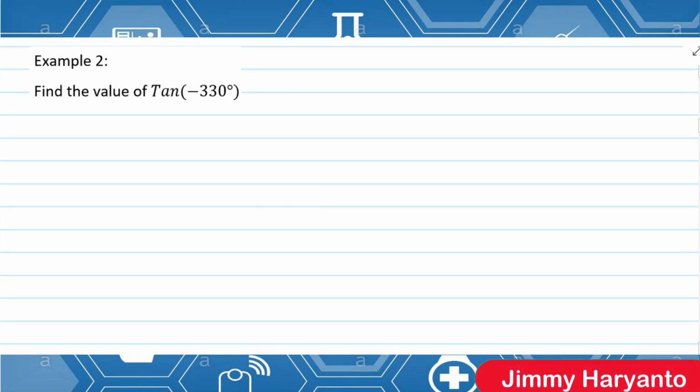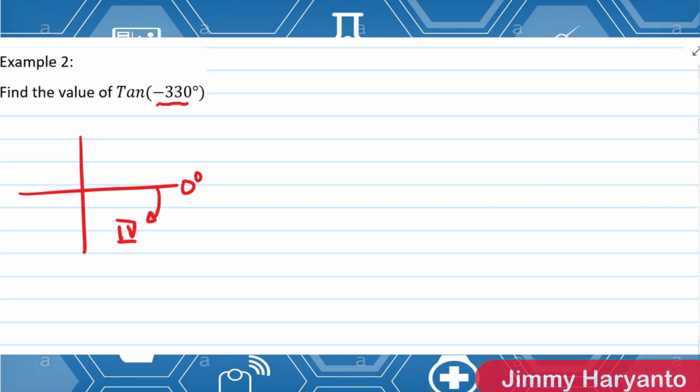Next. Maybe you can think like this. Because it's negative, we can assume that negative is in quadrant 4 first. Why? Because this is 0 degrees. I told you before, when it's a negative angle, you have to move backwards. So it will be right here in quadrant 4. You can think like that also.